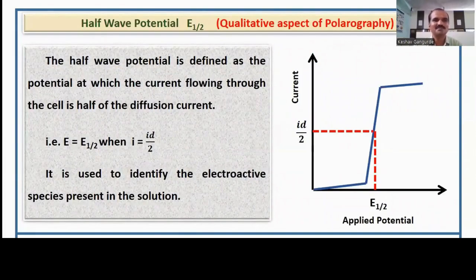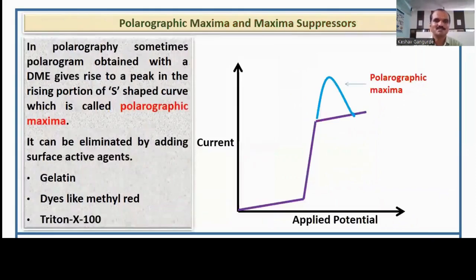Let's see what is meant by half-wave potential. It is defined as the potential at which current flowing through the polarographic cell is exactly half of the diffusion current. It is used to identify the nature of electroactive species present in the solution. Thus, half-wave potential forms the qualitative basis of polarographic analysis.